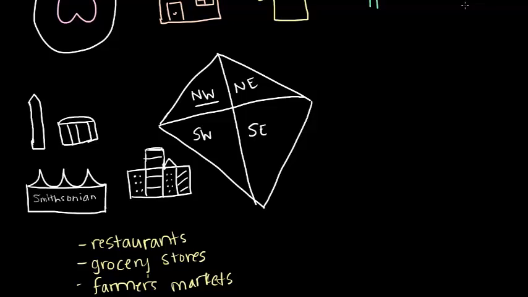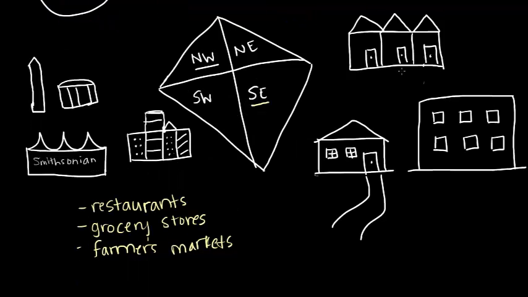Now, how does this compare to Southeast DC? Well, Southeast DC is primarily a residential area. This means that you have row houses, you have single family homes, and you have multi-unit apartments. Now, you would think it would make sense that you'd have even more restaurants, grocery stores, and farmers markets in Southeast.